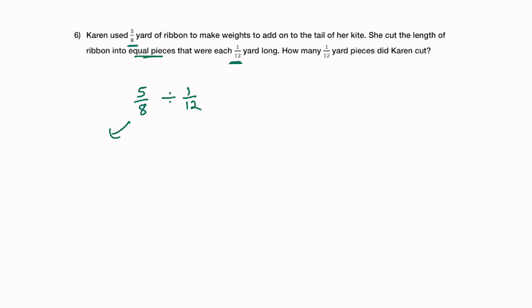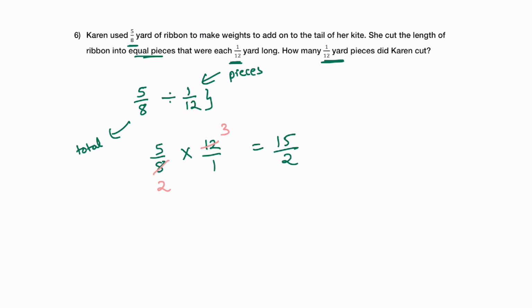Because this is the total, and from that total we are making these tiny pieces. So we divide that. How many 1/12 yard pieces did Karen cut? So we rewrite the equation, 5 upon 8 as it is. Division becomes multiplication, and we inverse this fraction. So we have 4 times 2 and 4 times 3, which means 5 times 3 is 15 upon 2.